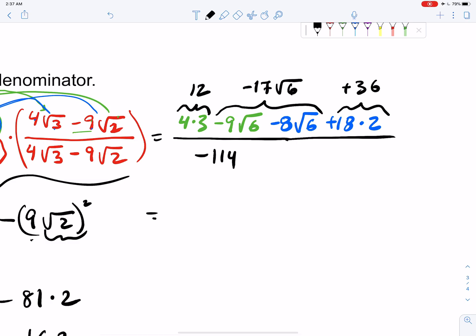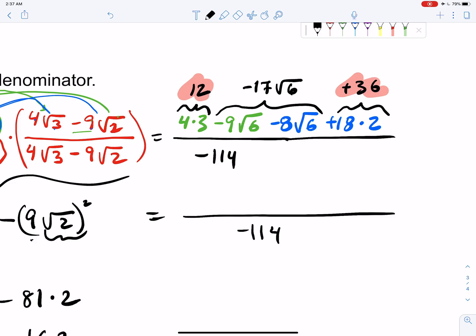Let's see what we have here. Down below we have negative 114. Up top, couldn't I go ahead and add some like terms there? And the answer is yeah, sure you could. We got 12 plus 36, which is 48, minus 17 root 6. Now, leaving the answer like that is really okay.